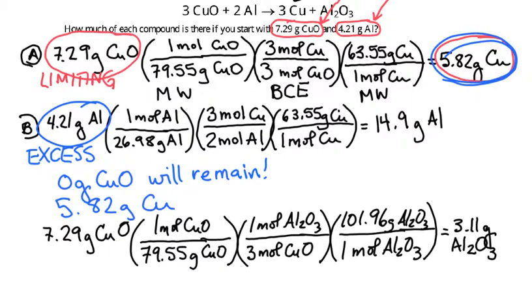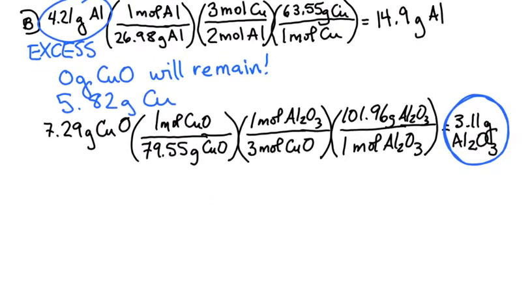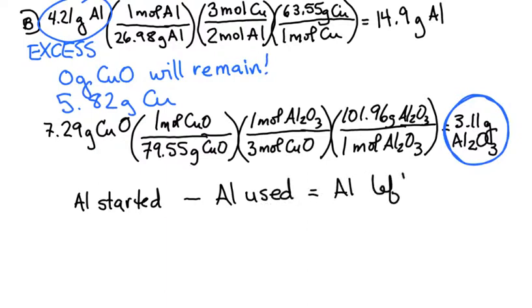Great. So now we have how much copper oxide is left over? 0, because it's all been used up. We know how much copper we have, 5.82 grams. We know how much aluminum oxide is formed, 3.11 grams. We've got to figure out how much aluminum is going to be in excess. We know we started with 4.21. We have to take the aluminum we started with, subtract the aluminum used to get the aluminum left.